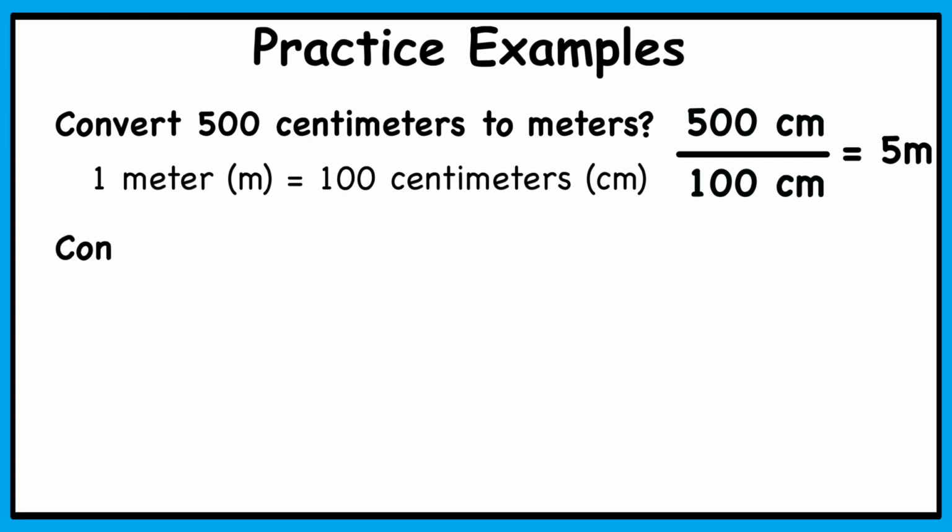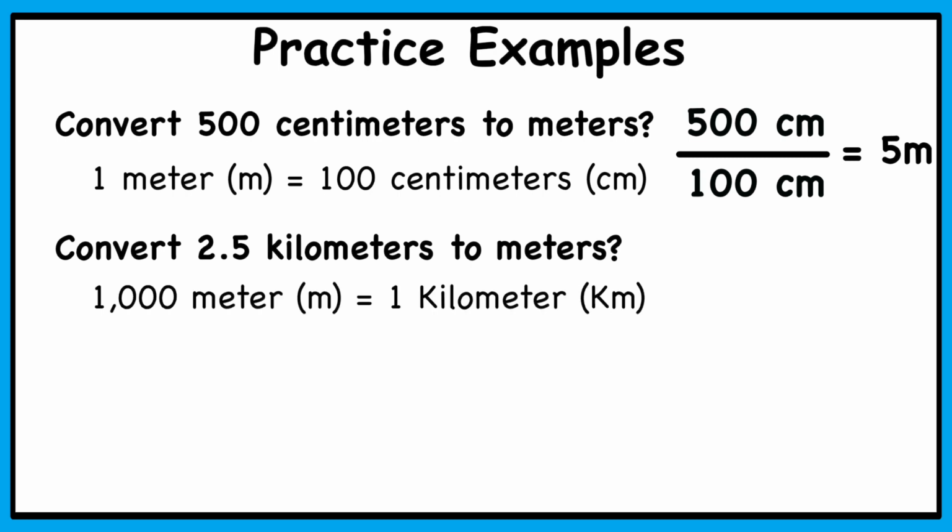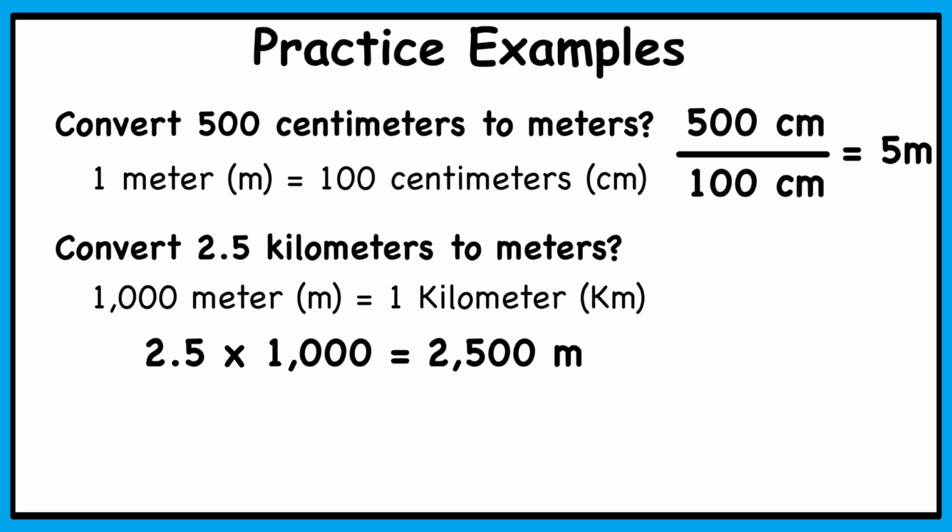Here's another example. Let's convert 2.5 kilometers to meters. We know that 1 kilometer equals 1,000 meters. Therefore, in order to convert 2.5 kilometers to meters, we need to just multiply by 1,000. So 2.5 kilometers times 1,000 equals 2,500 meters. So 2.5 kilometers equals 2,500 meters.